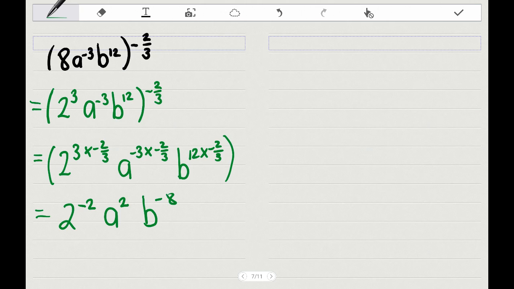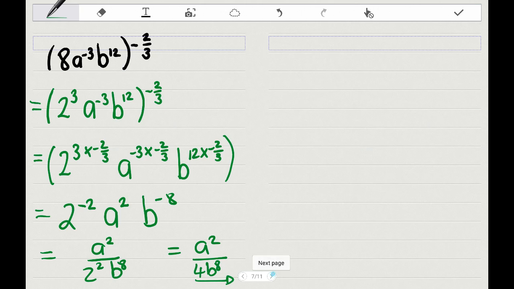Okay, so the last thing is we're going to make those negative exponents positive over there by taking them over to the denominator. So the a squared is positive. It's happy in the numerator. You leave it there. It's the 2 and the b that want to be moved to the end. You can just do one more step to write that as 4b^8. Okay.